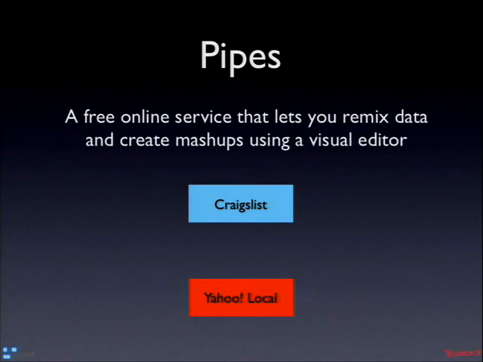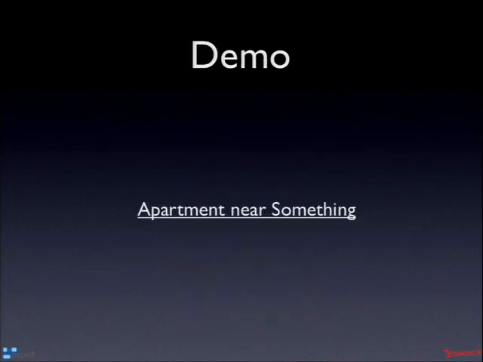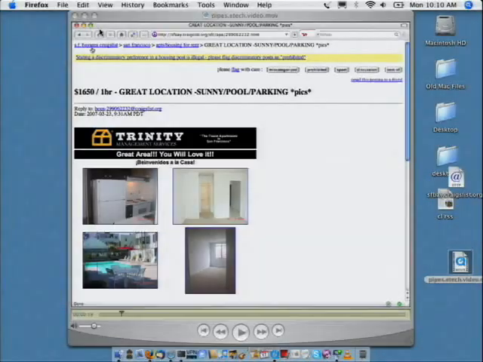So going back to the example that I started with, Craigslist and Yahoo Local, both of them provide some kind of API access to their data. And the only thing that we really need is some kind of glue that allows you to combine that data and manipulate it as we need. So with that, I'm going to give you a little demo of the apartment near something.